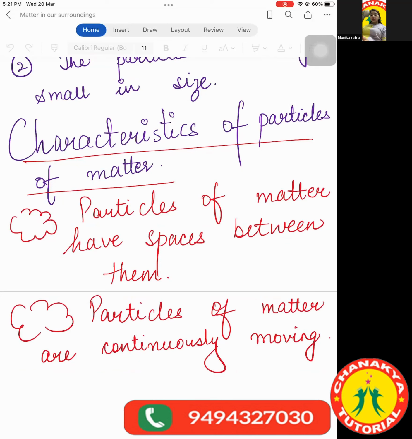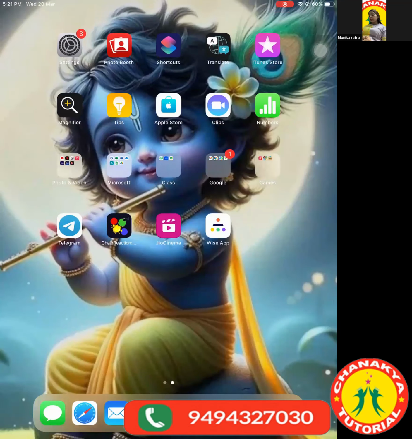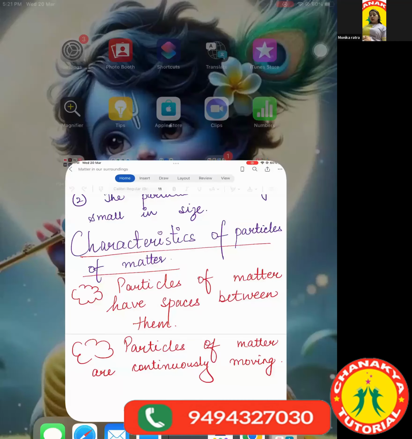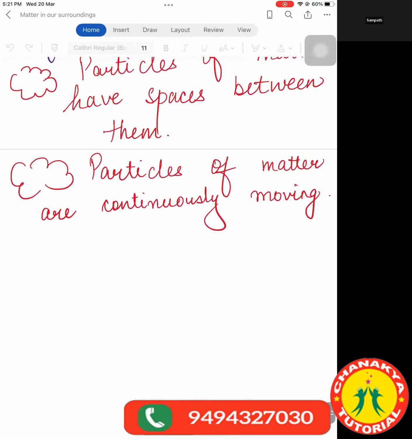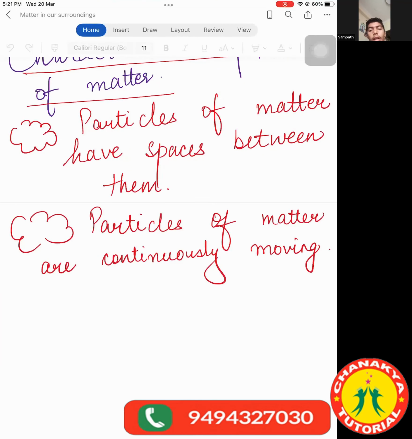Today, we are going to discuss only the characteristics of particles of matter. So we started with the first one, that particles of matter have spaces between them. Sampath, can you tell me by some activity how you can say that the particles of matter have spaces between them? Ma'am, if we take some water and add salt to it, after some time we see that the salt disappears and mixes in the water. This will show that the salt molecules have gone into the spaces between water molecules.